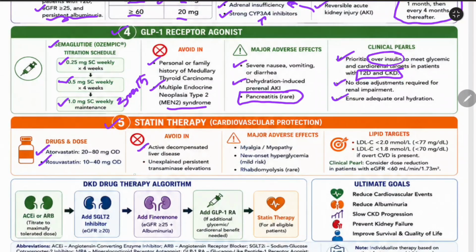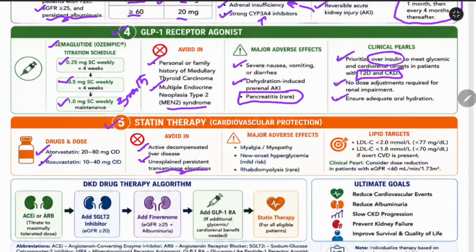So if any liver abnormality is there in the patient, for example, in patients who have alcohol misuse, or due to some autoimmune disorder of the liver, then you should avoid. Unexplained persistent transaminase elevations, then also you should avoid. That means when you are starting statins, you should have a baseline LFT.